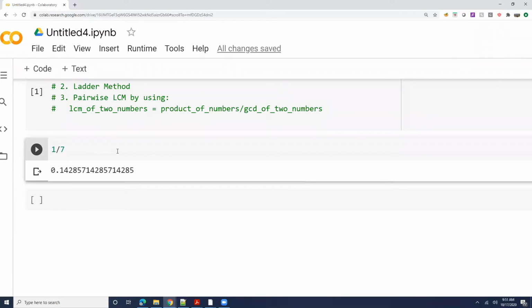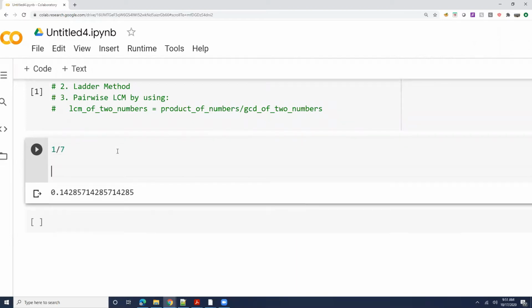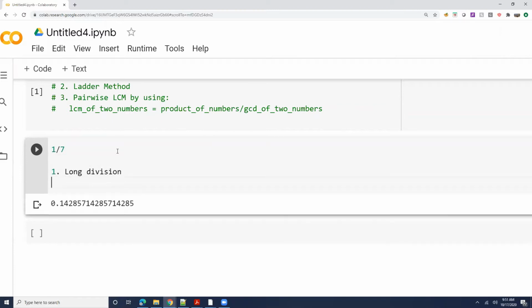One is something that all of you have done already. If you had to do 1 by 7 on paper, how would you do that? With a pen and paper, how would you do that? You just do 1 divided by 7. Right, so what's the method? The long division, right? So long division, you can also make a computer do long division. So how do you make a computer do long division? Let's try to write down that one.